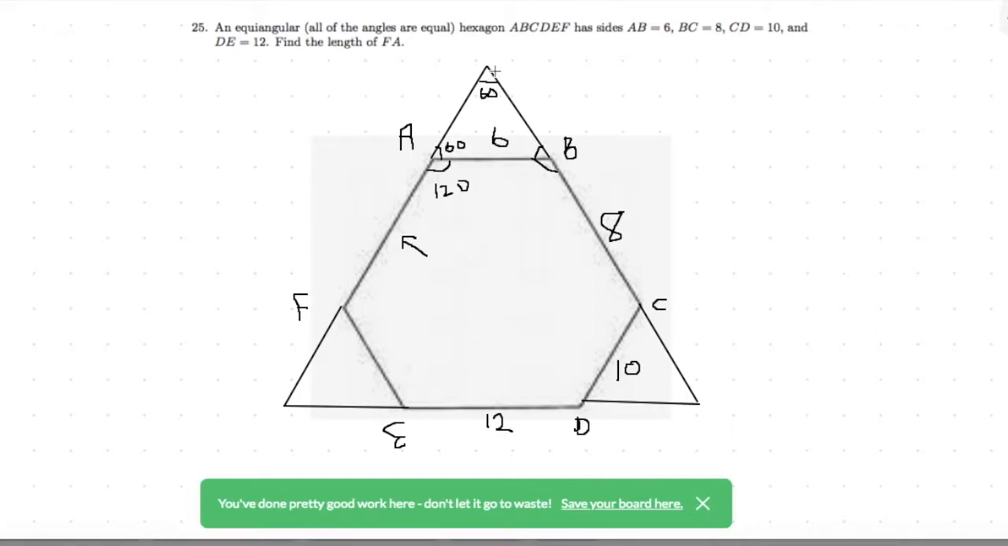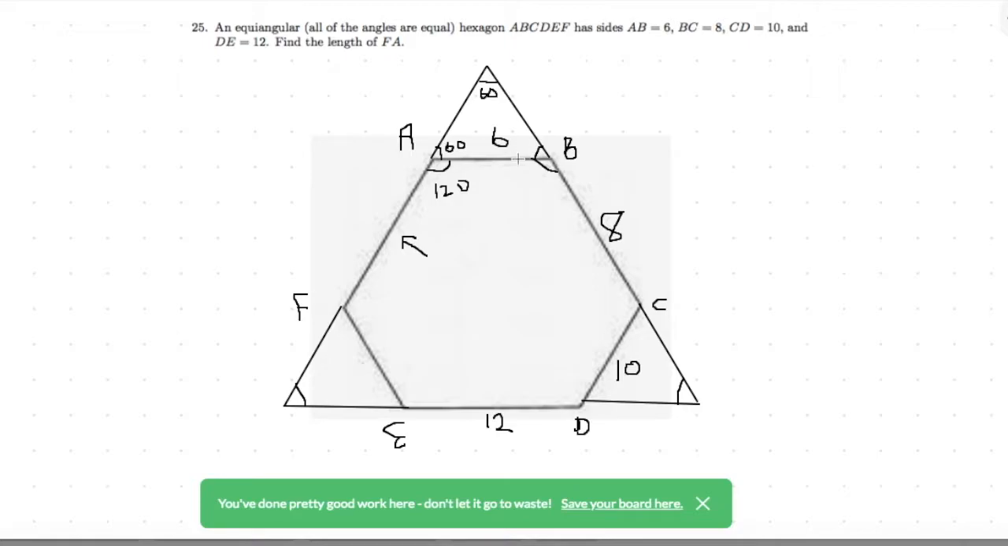We can do the same reasoning to find that this triangle over here and this triangle over here are both equilateral triangles. And another thing is, this whole big triangle we just formed is also an equilateral triangle because this angle is 60, this angle is 60, and this angle is 60. So we formed four equilateral triangles by extending the lines.